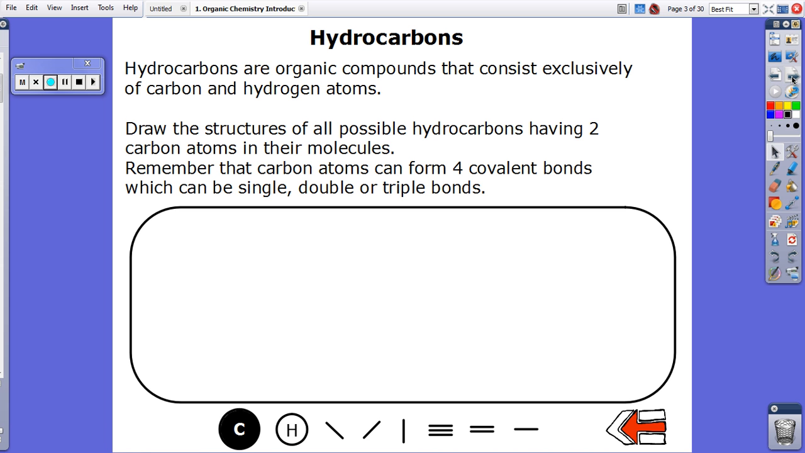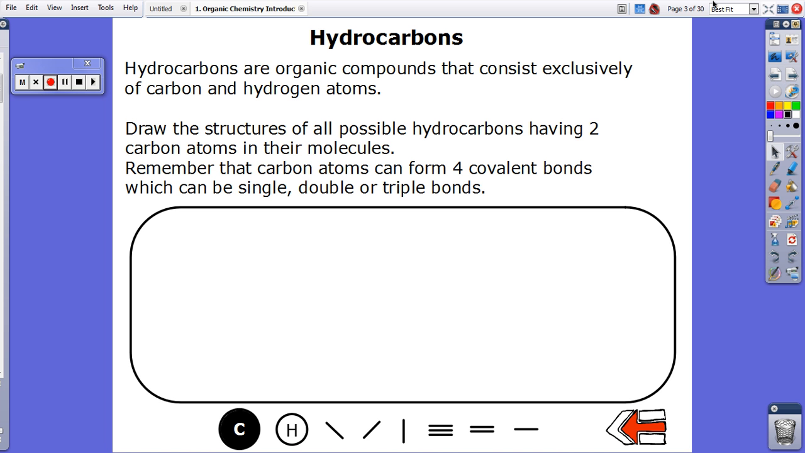If we have a look at the structures of all the possible hydrocarbons with 2 carbons in their molecules, remember that carbon atoms form 4 covalent bonds. Remember, they have 4 electrons in their outer shell. They need 8 to become stable, so they will share electrons with other atoms until they have 4 bonds. That's 8 electrons, 4 electron pairs, 4 bonds. Now they can be single, double or triple bonds between the carbon atoms.